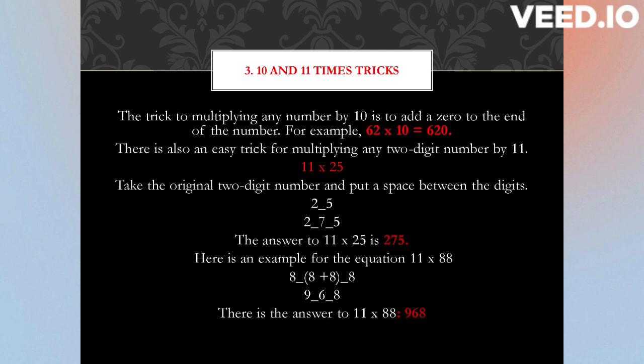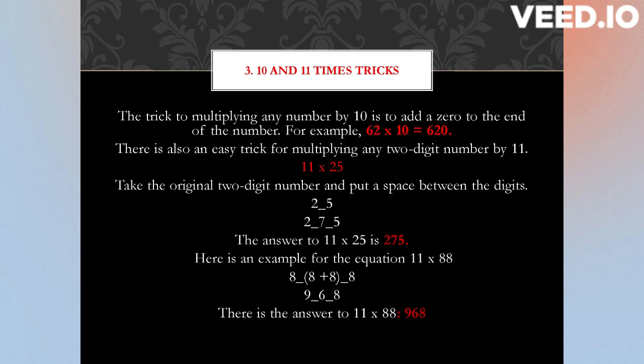Now, the 10 times and 11 times tricks. Here, if you want to get 10 times any number, just write a 0 at the end of that number. The trick to multiplying any number by 10 is to add a 0 to the end of the number. For example, 62 into 10 is equal to 620. This is very simple, right?